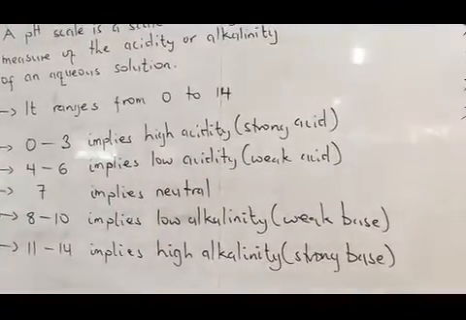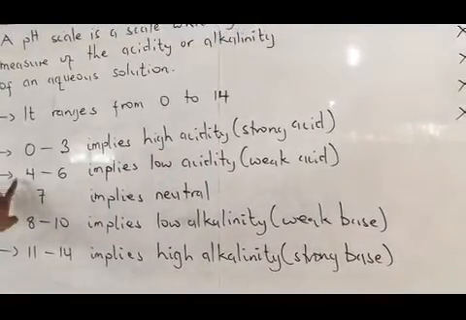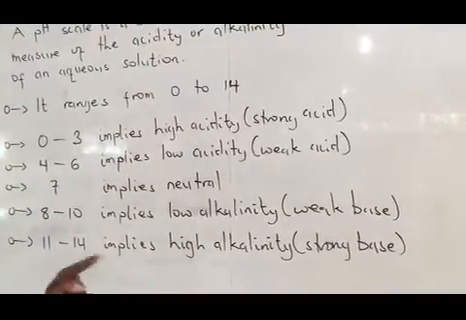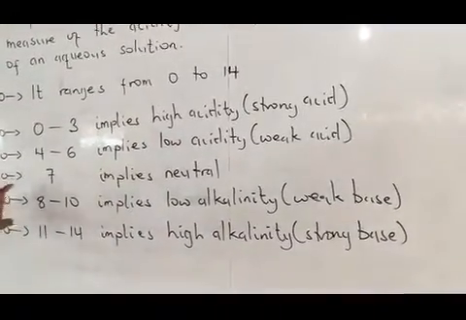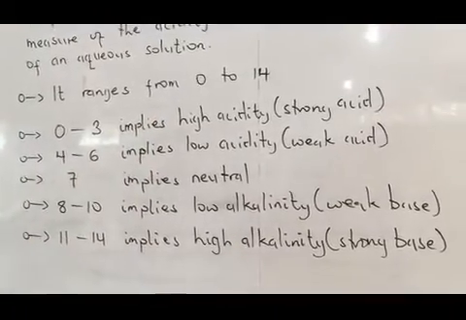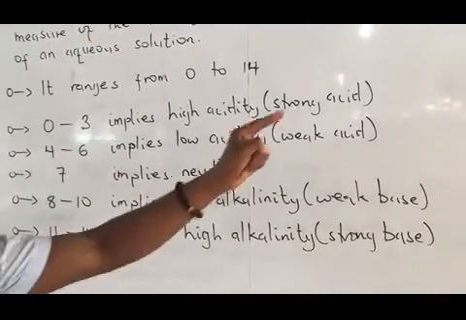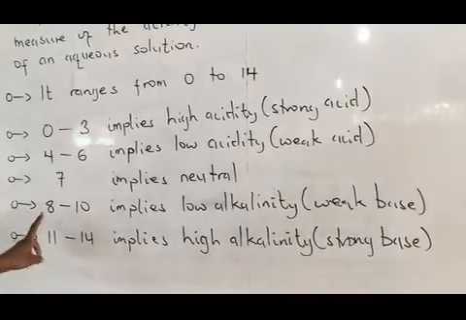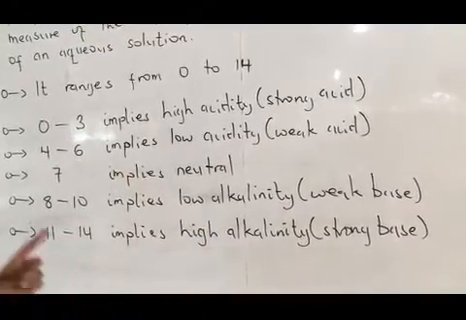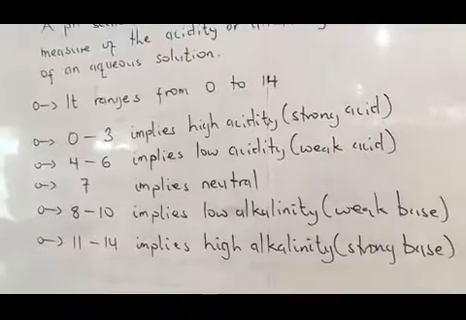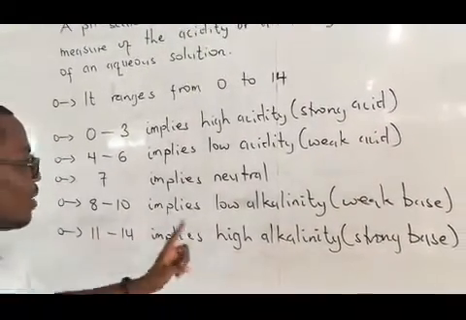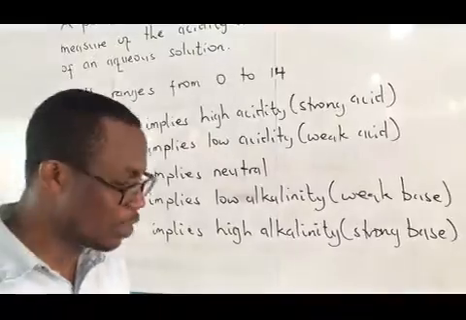If you have a value of 4.40, it falls between 4 and 6. It means that solution is a weak acid. And then if the value is 7, that solution is a neutral solution. And a value of 9.80 falls between 8 and 10, so it implies that solution has to be a weak base. And then the last one, 13.80, falls between 11 and 14. It means that solution should be a strong base.